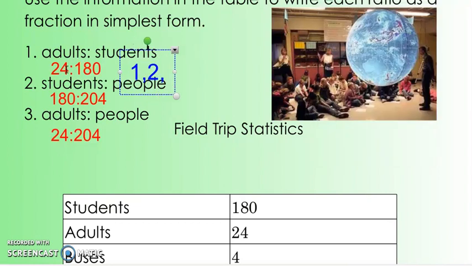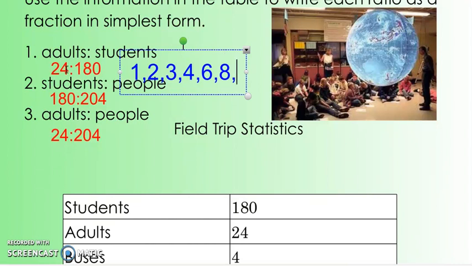Well, 1, 2, 3, 4, 6, 8, 12, and 24. And so looking at all these factors, do any of them go into 180, or is 180 divisible by any of these numbers?